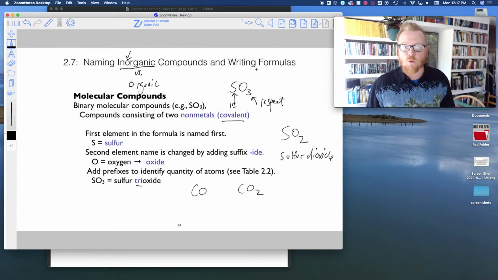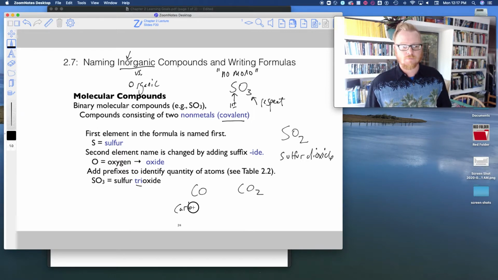But let me just back up for 1 second. We don't say monosulfur trioxide. So it is implied with the first element, no mono. So now what about these two? Carbon monoxide, monooxide. Okay, you can say carbon monoxide. You know carbon monoxide, the stuff that comes out of your tailpipe. Don't suck it in, right?